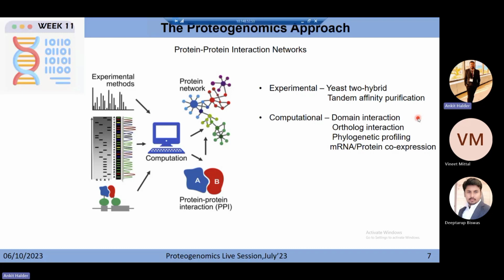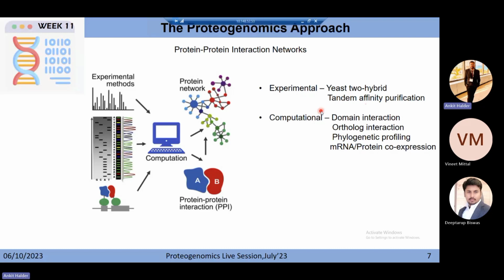So you are doing an antibody against that particular protein, pulling it down, and then you are trying to find out what all proteins are associated with it. So that will give you the full set of interactors. Another is the yeast two-hybrid method. These are the experimental ways, through different experiments, by which we can understand what the interactors are for a particular protein and how many interactors there are.